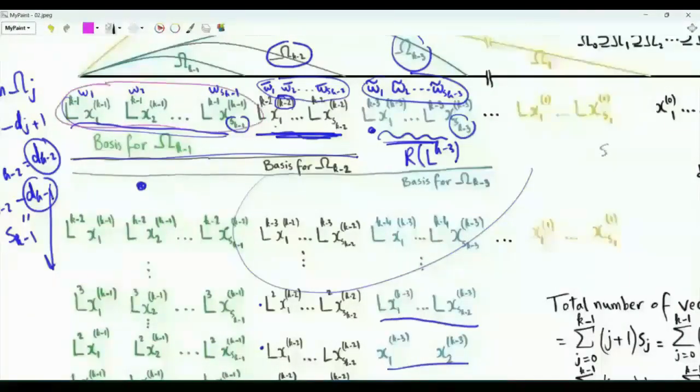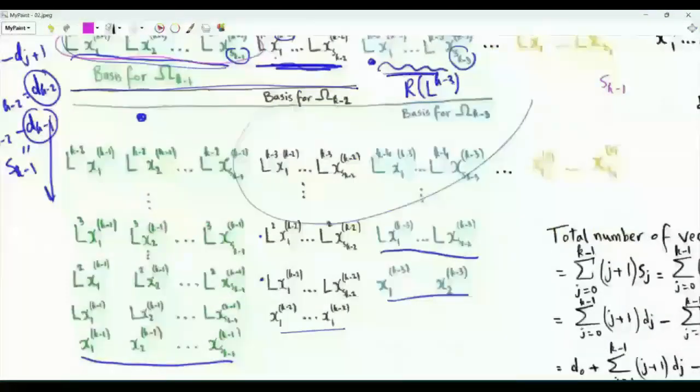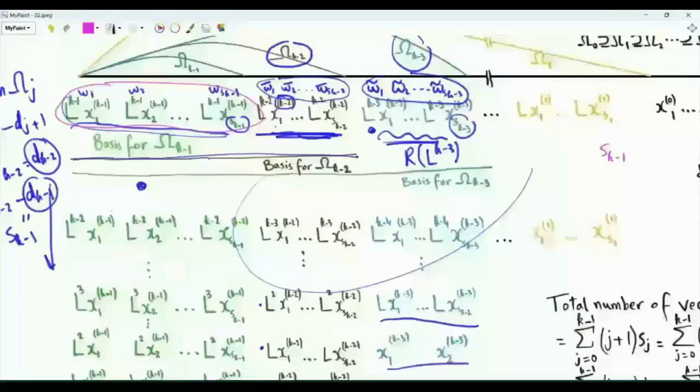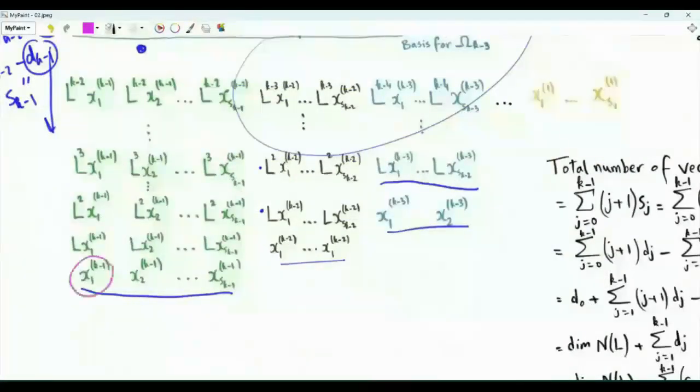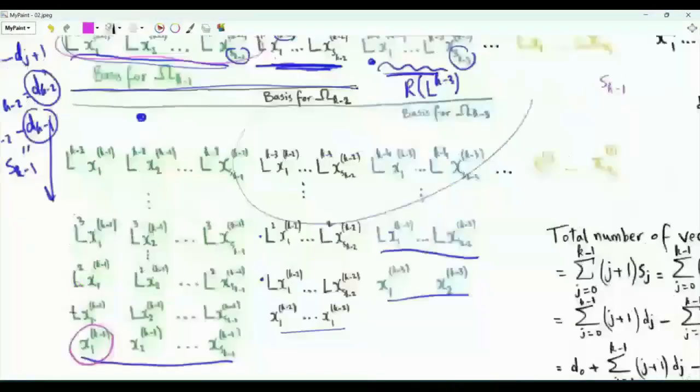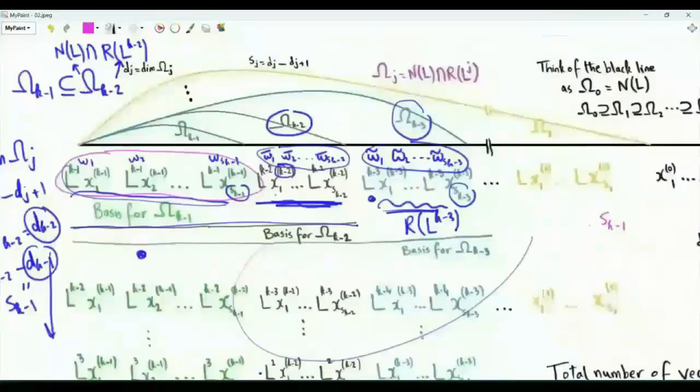How many vectors do we have here? We have s_{k-1}. But those s_{k-1} vectors are not enough for our goal. And so we take each vector and we construct a chain of k vectors. For example, if we have this vector x1 with the superscript k minus 1 to indicate that we are working with omega k minus 1, we have x1 multiplied by L, L squared, all the way to L^(k-1). Each vector in this collection of s_{k-1} vectors is used to generate k vectors. The total number of vectors generated when we process omega k minus 1 is s_{k-1} times k.